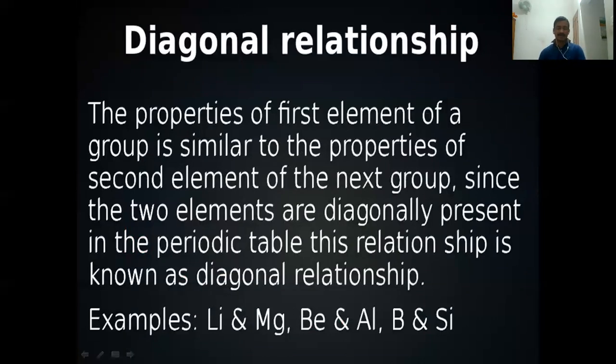Now, diagonal relationship. If we examine the periodic table, we can identify a particular similarity in properties of the first element of a group with the second element of the next group. In the periodic table, it will be present diagonally, therefore we give the name diagonal relationship. And if we examine the periodic table as a whole, we can identify 3 such diagonal pairs having similar properties. The diagonal pairs are lithium and magnesium, they are present diagonally.